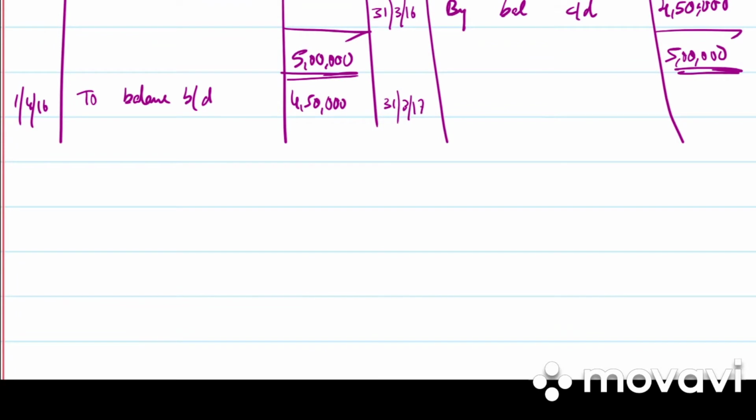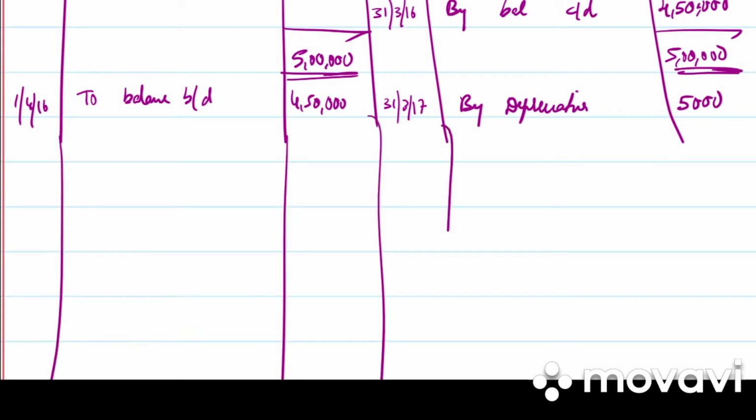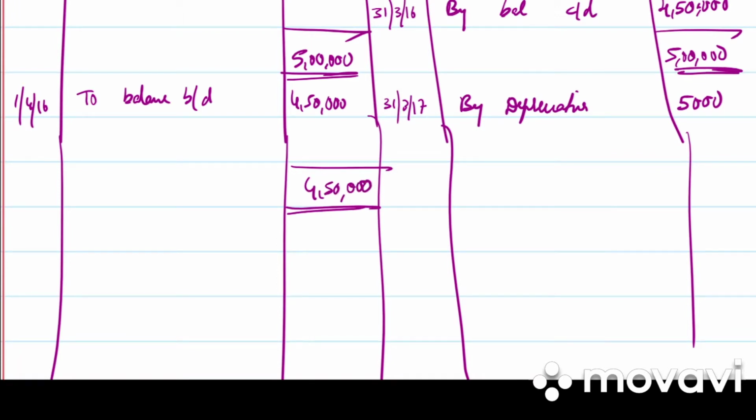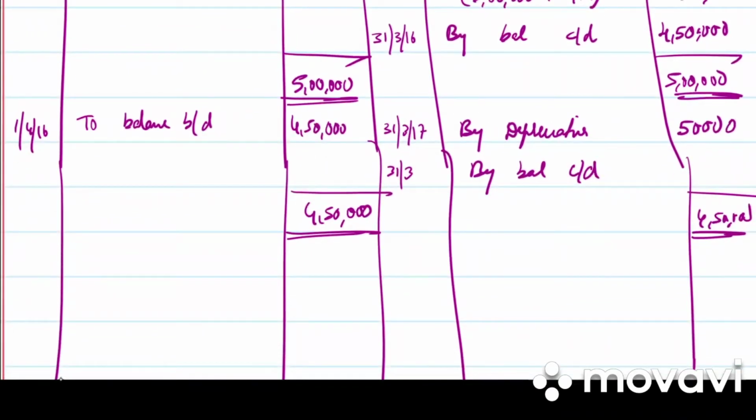On 31st March 2017, why 17? Because our financial year is from 1st April to 31st March. By depreciation, the depreciation is already calculated. It is 50,000 every year. So what is the balancing amount again? Total is 4 lakh 50,000. 31st March by balance carried down. 4 lakh 50 minus 50,000, we get 4 lakh.